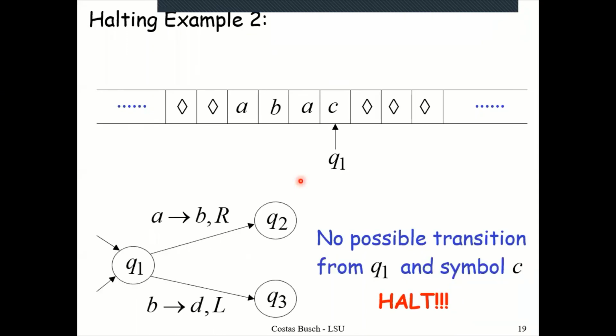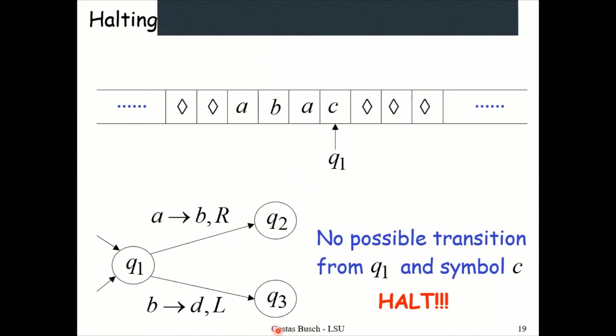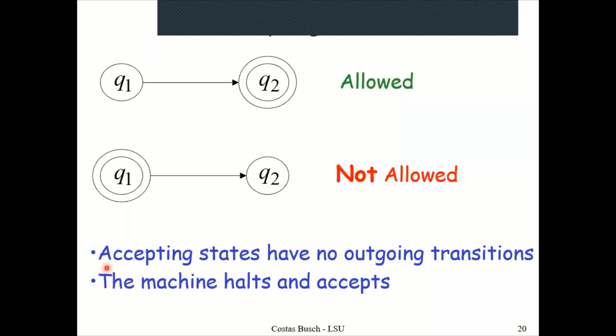Another possibility of halting is the same story: the active state of the machine is Q1, and although there are transitions defined at Q1, those are for the symbols A and B. For symbol C, no transition is defined. Therefore, it is a halting configuration.